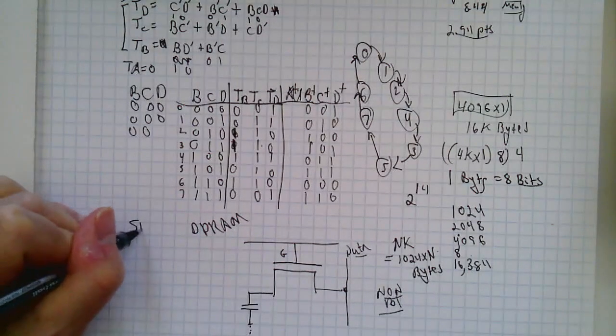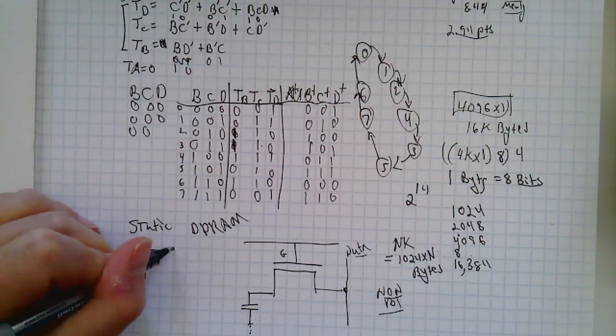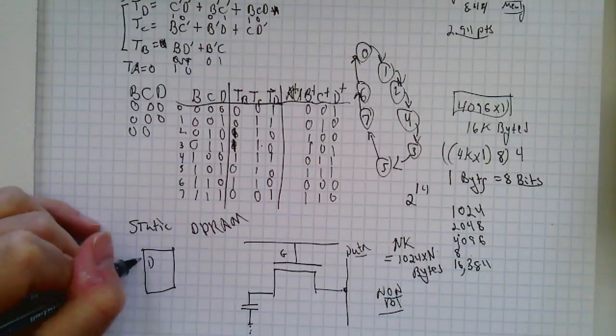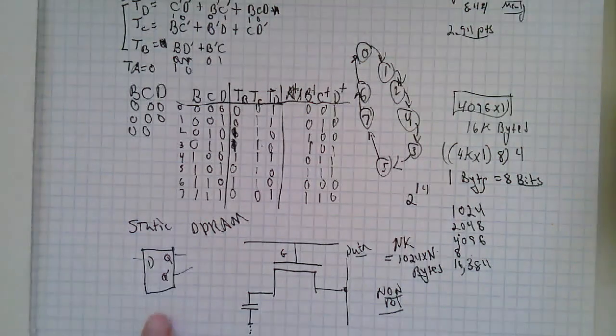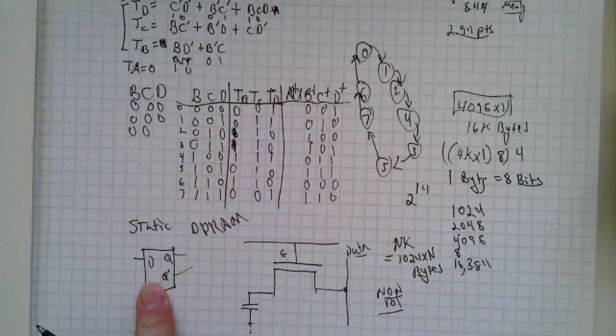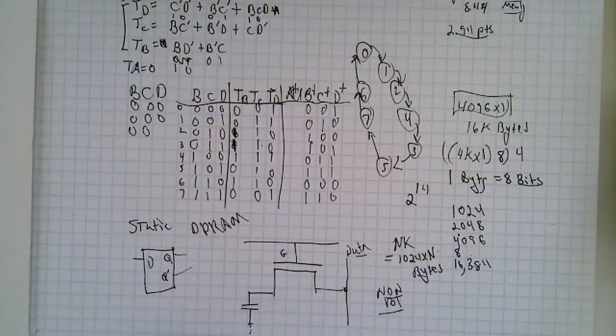And 1 bit of static RAM is the moral equivalent of a D flip-flop. And that's a bit of static RAM. And it's volatile too. If you lose power, the data stored in this D flip-flop is going to disappear. So they're both volatile memory units. Both volatile.